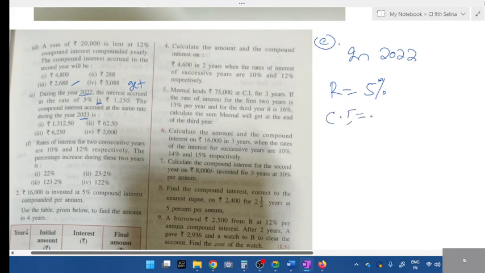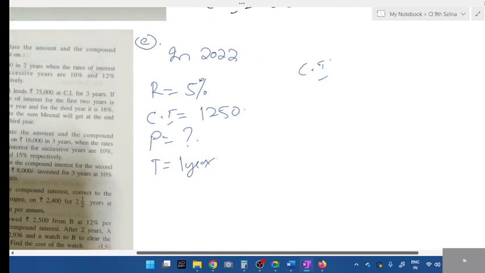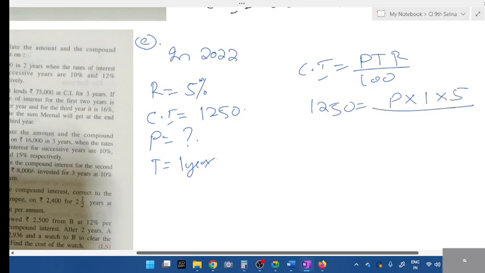What is the compound interest for 2022? 1250. So what is missing here? Principal is missing. And time, just because it is 2022, 1 year. Have they written compounded half yearly, students? Is it mentioned compounded half yearly? No. So time will be only 1 year. Calculate this. Find principal. Compound interest is equal to PTR by 100. Compound interest is 1250. Principal we need to find. Time is 1 year. Rate is equal to 5 divided by 100.